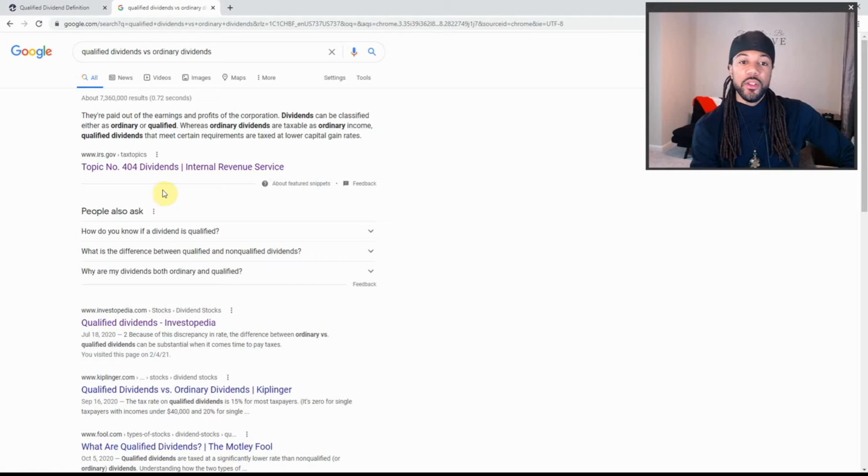Okay guys, so I want to show you guys a few things. You guys know that there are two different types of dividends: qualified dividends and ordinary dividends. Dividends can be classified either as ordinary or qualified. Ordinary dividends are taxable as ordinary income, meaning that whatever tax bracket that you fall into, your ordinary dividends will be taxed the same. Qualified dividends that meet certain requirements are taxed at a lower capital gains rate. That's good information to know. Alright, but of course we're going to get a little deeper into that.